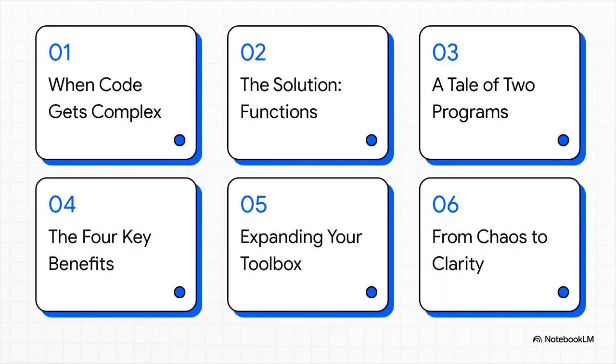So here's what we've got on tap today. We're going to start with the problem, when code gets complicated. Then we'll introduce our hero, the function. We'll see a direct tale of two programs to really see the difference, break down the 4 key benefits, and even expand our toolbox a bit. And finally, we'll see how this all leads us from total chaos to crystal clarity.